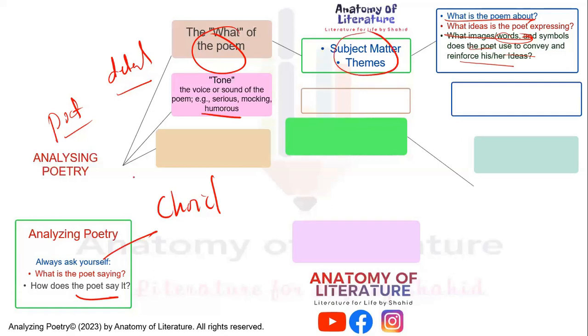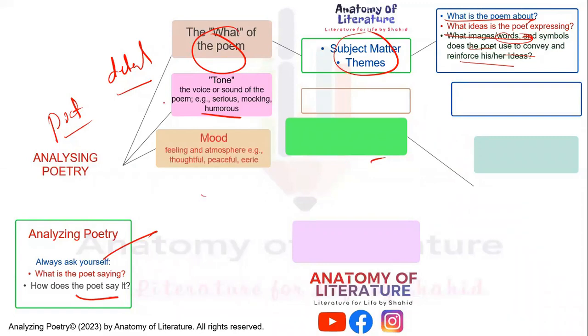So analyzing the tone will help us to identify whether the poem is contemplative. So The Road Not Taken is a contemplative poem, where the speaker reflects on the significance of the chosen path. So it's very important to know whether the tone is sullen, panicky, serious, mocking, humorous, ironic, or whatever you have in your mind by reading a poem.